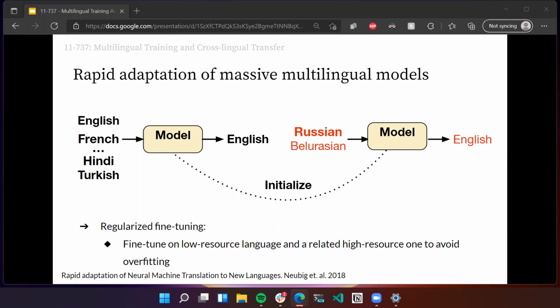This paper also proposed another cool method to further improve the transfer, a regularized fine-tuning. And the idea is simple. You fine-tune on a low resource language, but at the same time, you also fine-tune with a related high resource language. And the idea is that this regularizes the model and prevents overfitting to the low resource language if that language has relatively low amounts of data.